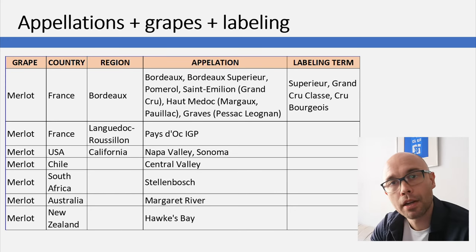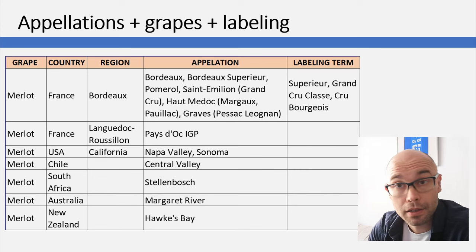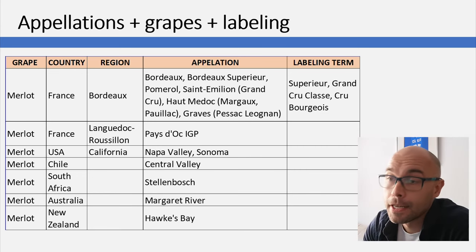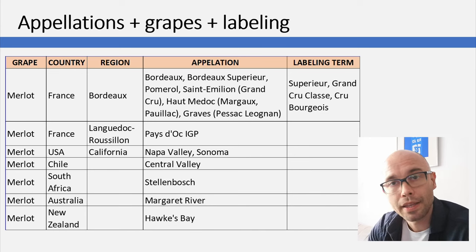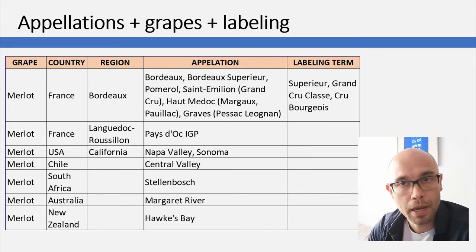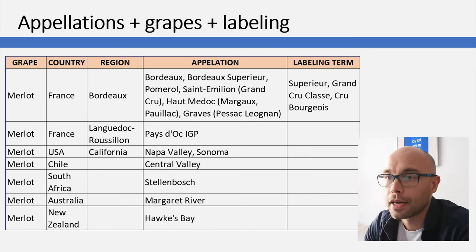Merlot: you're going to see Merlot and Cabernet Sauvignon later on, and they have almost identical regions. Usually when we say a Bordeaux blend, that indicates a Cabernet Merlot or Merlot Cabernet blend. In France, Merlot is connected with Bordeaux.